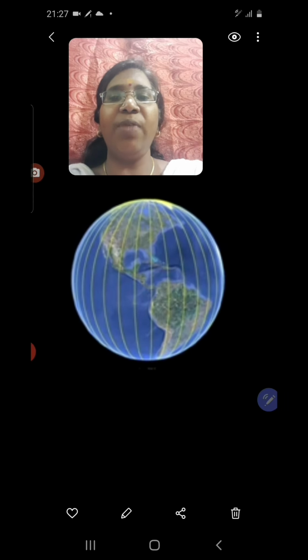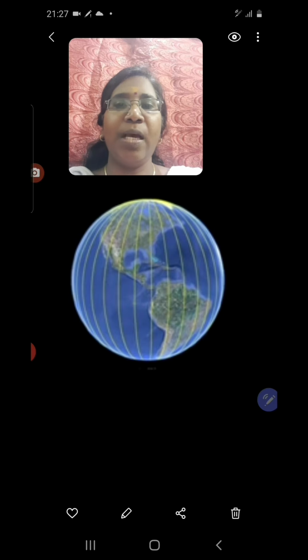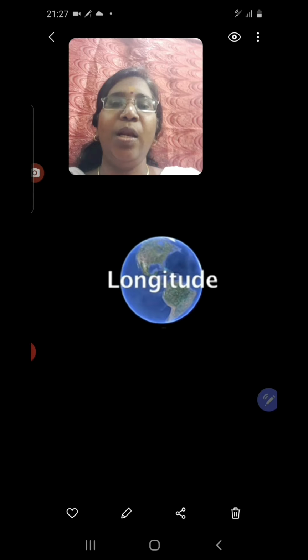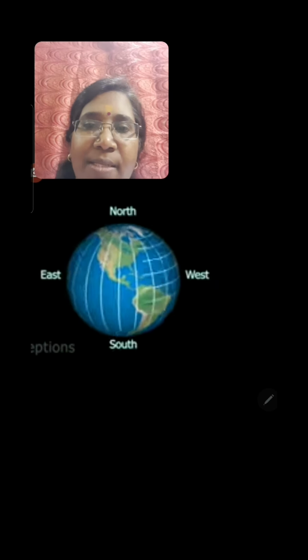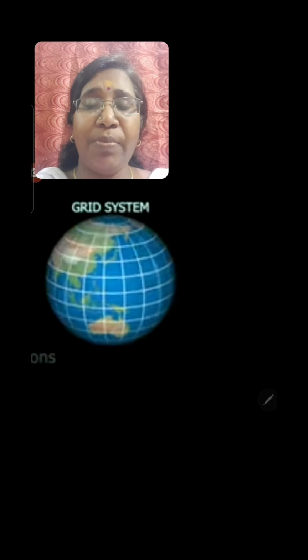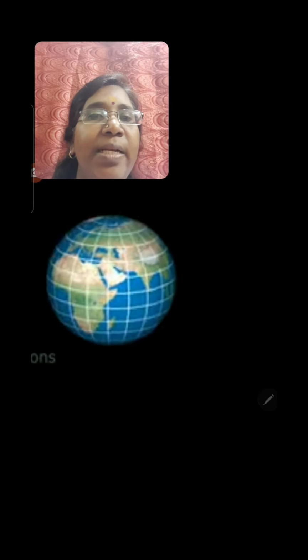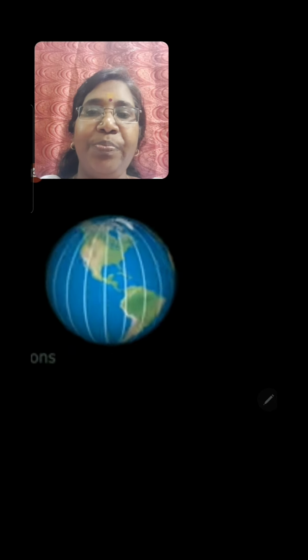There are a number of vertical lines running from the north to the south pole. These vertical lines are together known as longitudes. A series of north-south lines and east-west lines together makes a grid system. This is also known as the geographic grid. It is this grid system that helps us to locate a particular place exactly on the earth.